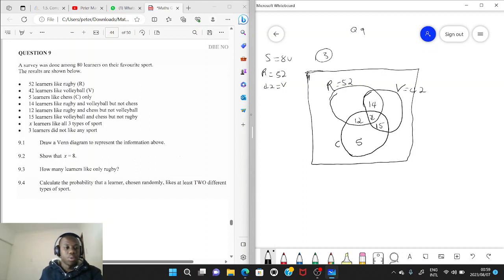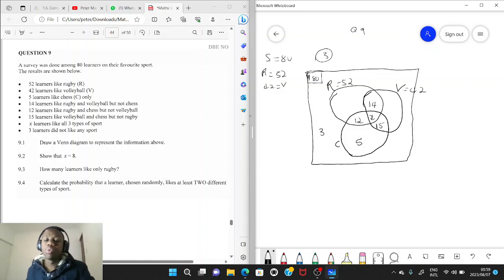So now, okay, the last statement is that three learners did not like any sport, which means this three does not engage in any sport. And I told you that whenever you have something which does not engage in the event, we write it outside the circle, not outside the box, but outside the circle, right? So outside the circle we have three, which simply means that these three are not included in this event, right? Now do not forget the sample space. But our Venn diagram in this case is incomplete.